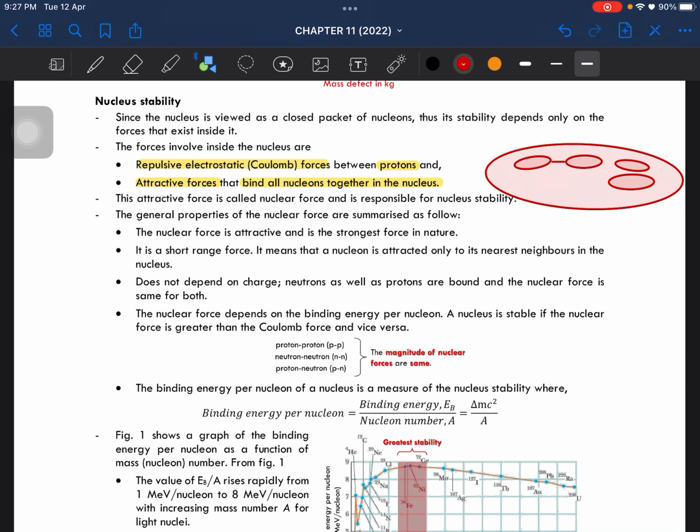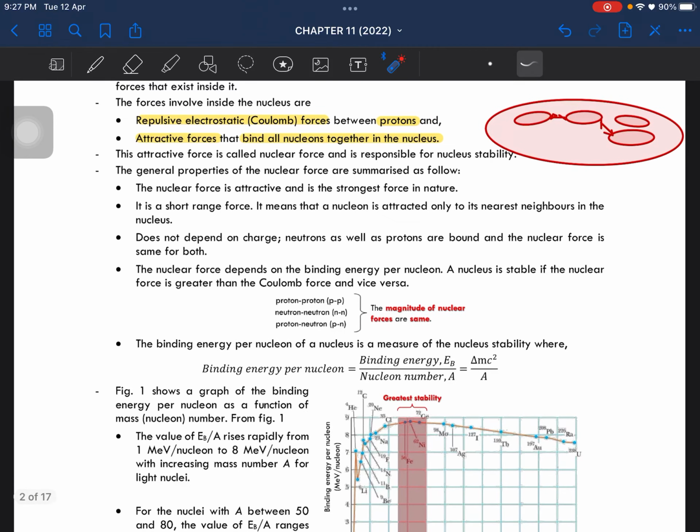Between them there's a force. That is known as the attractive force that binds all these nucleons together. This attractive force is called the nuclear force. That force is responsible for the nucleus stability.